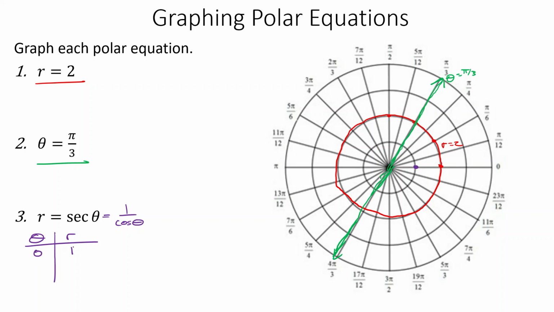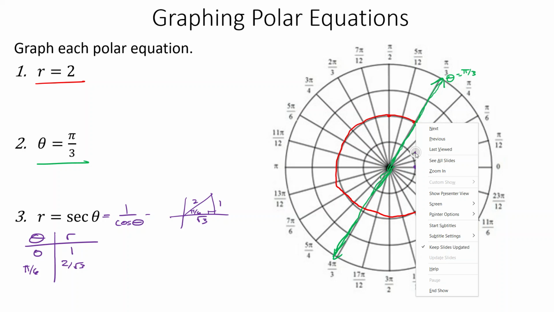All right, next, if my theta value is, say, pi over 6. That's not a tough one to draw. Pi over 6, that's a 30-degree angle. That looks like this. All right, so this would be 1, 2, square root of 3. Cosine would be root 3 over 2. So secant would be 2 over the square root of 3, which is a little bit more than 1. All right, so if I go up to pi over 6, I'm going out a little bit more than 1. Say maybe right there.